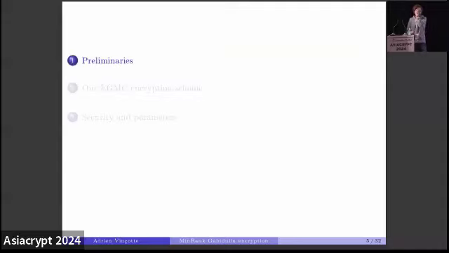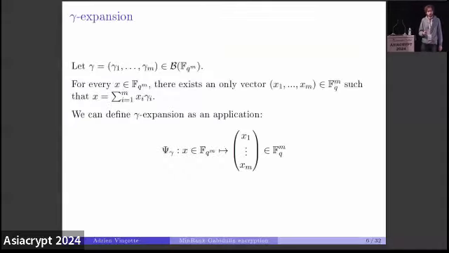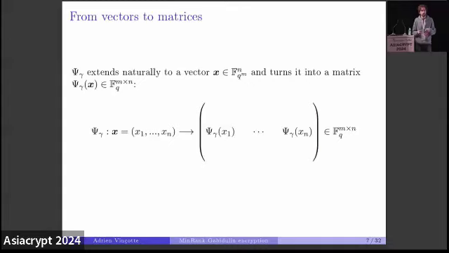So firstly, I will begin with some mathematical preliminaries. The rank metric makes sense in an extension field. So you consider q a prime number or a power of a prime, and you consider the extension field F_{q^m}. So F_{q^m} is an F_q vector space. So there exists an F_q basis gamma, and we define the application psi_gamma, which only consists in writing the coordinates of x in this basis gamma. Then we can extend, of course, the definition of psi_gamma to vectors. So if we have vectors of n elements in F_{q^m}, we obtain a matrix with m rows and n columns.